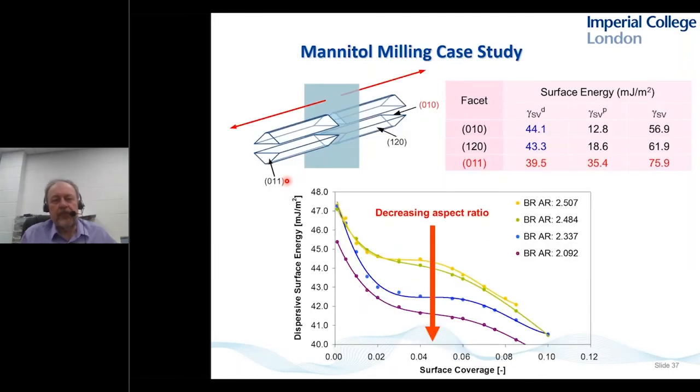And here's a bit more data on this. This is looking at the milling of mannitol. We can see here the different facets of different energies. But as we change the aspect ratio, which means the ratio of end groups to side groups effectively, we can see changes in the actual dispersive energy. So the dispersive energy changed with the aspect ratio, and that ties together, and we would expect that. As we change the population of these species to that species, that's reflected in the surface energies we determine. So we can look at the aspect ratio change and the surface energy both linked together.